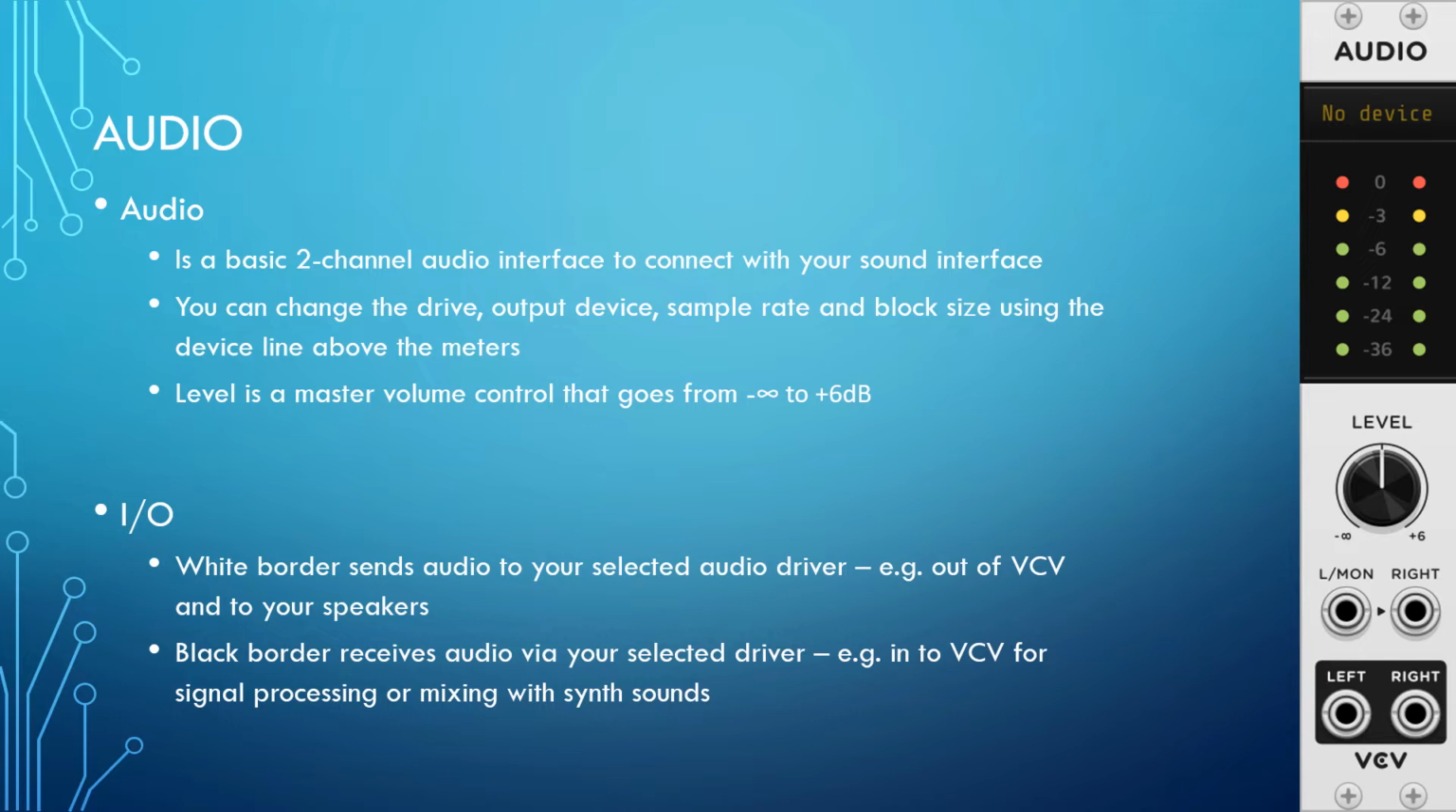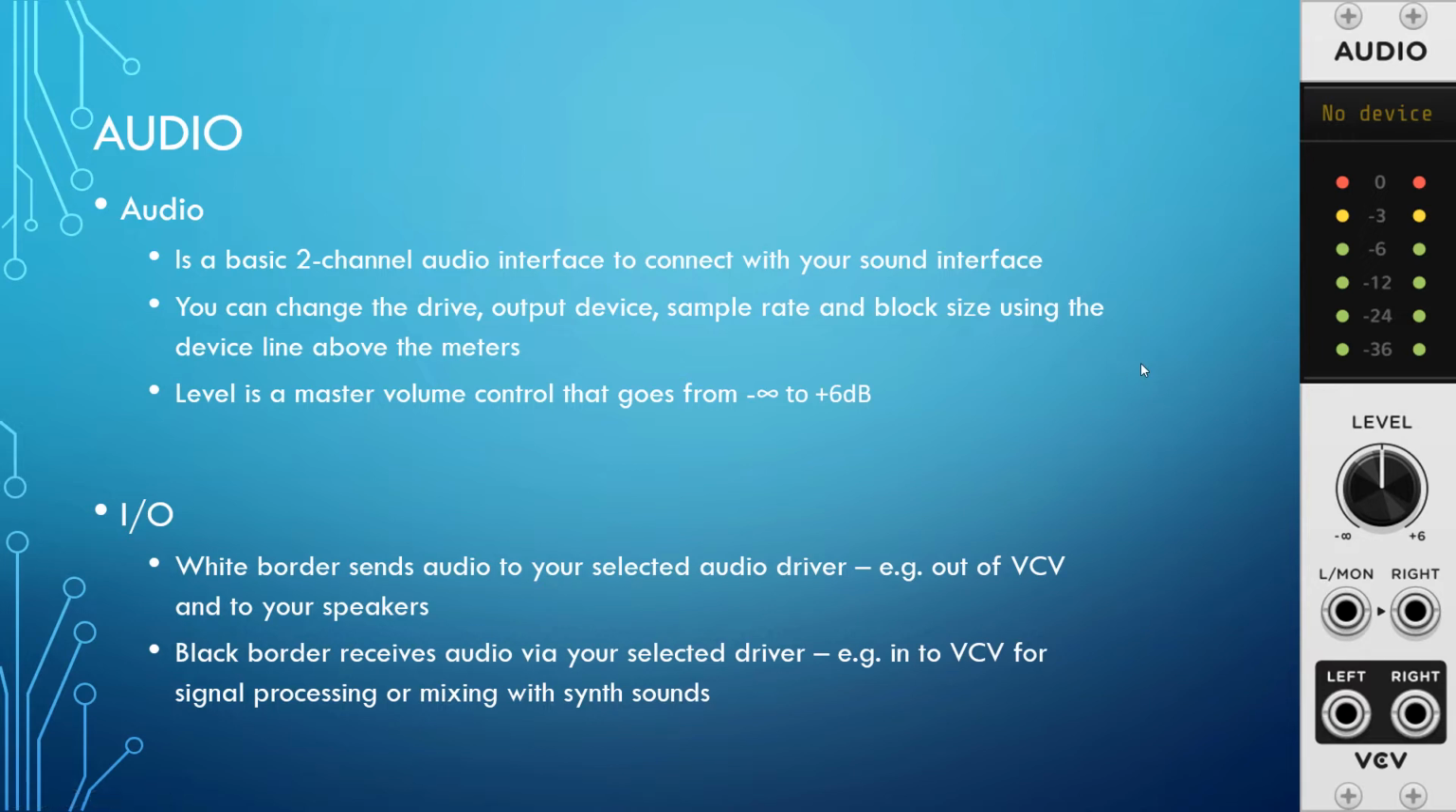In the ins and outs, the white bordered ports send audio to your selected audio interface and driver. So they go out of VCV and to your speakers. Black bordered ports receive audio from your selected driver. So that means they go into VCV for signal processing, using them with effects or mixing with synth sounds. This is a great way to get a microphone input so you can do a little bit of envelope following.